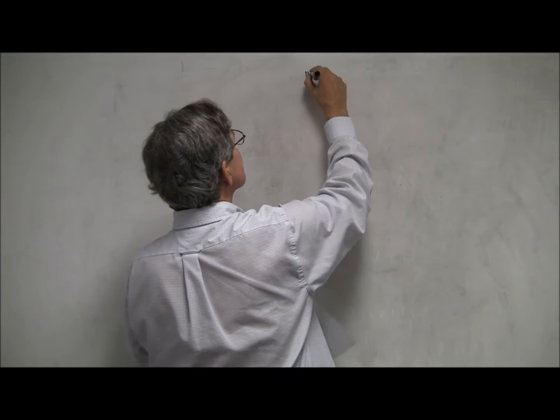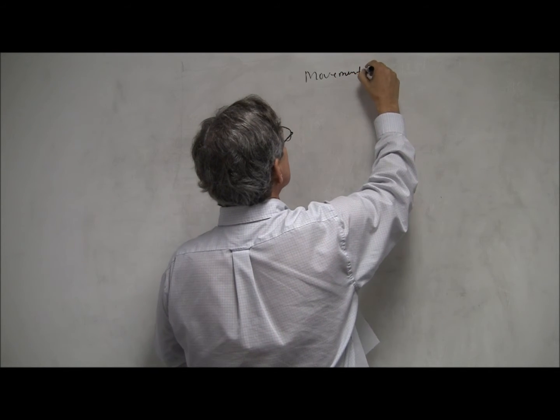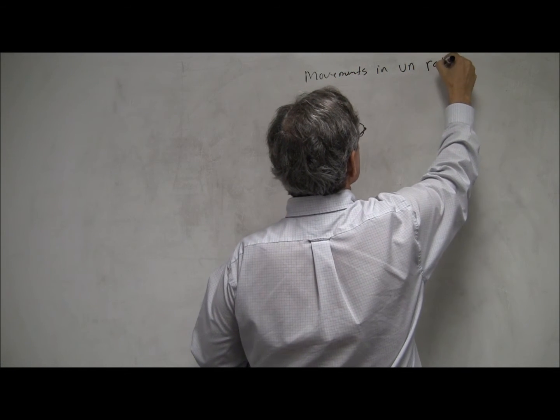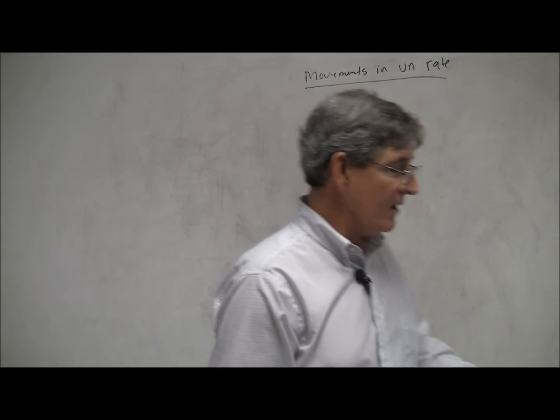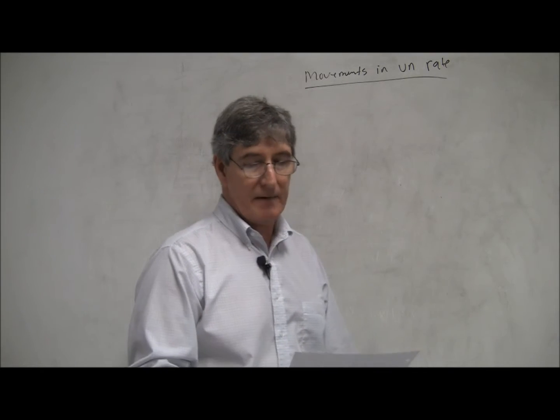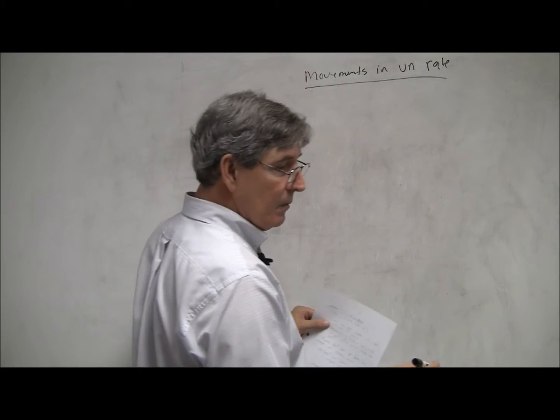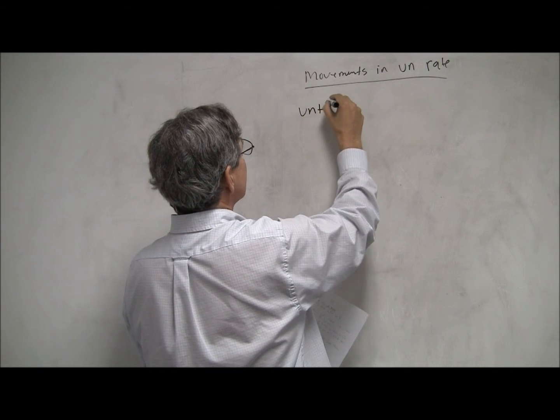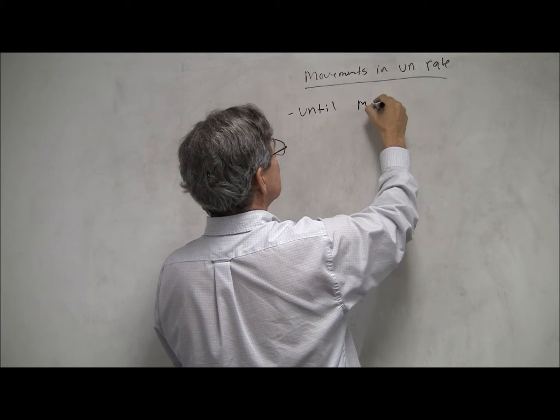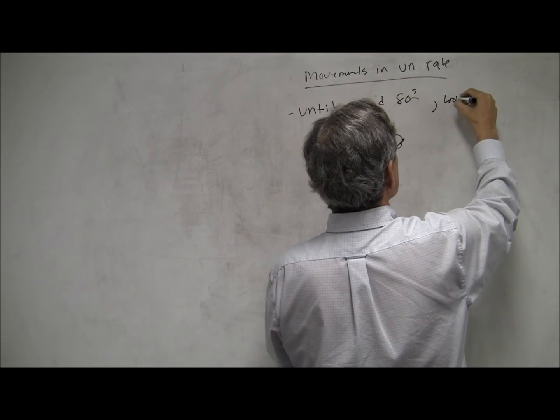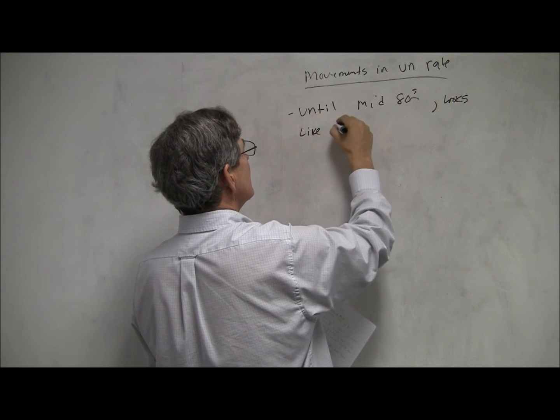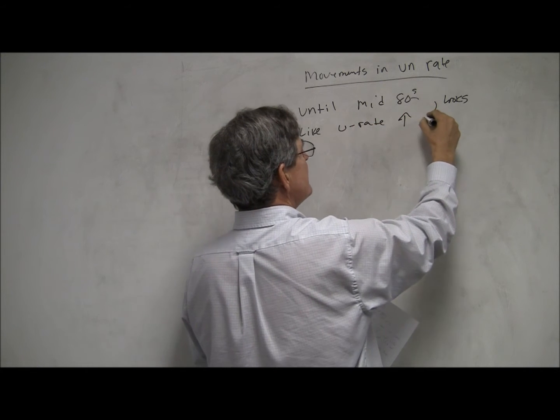And there are several things we can note about that graph. So the topic here is movements in the unemployment rate. And it's in reference to, and the section is talking a lot about what's in that graph, the graph 6.3. So the first thing you see when you look at that is until the mid-'80s, it looks like the unemployment rate is increasing on average.